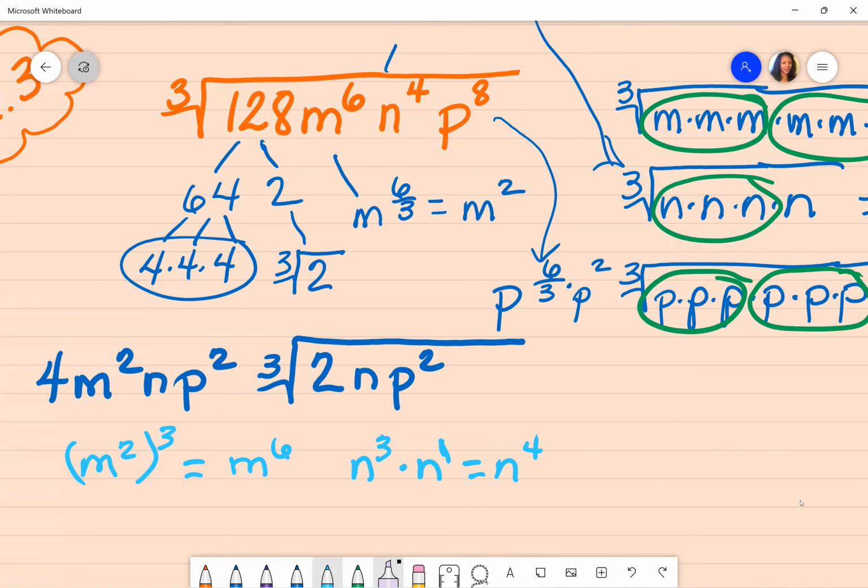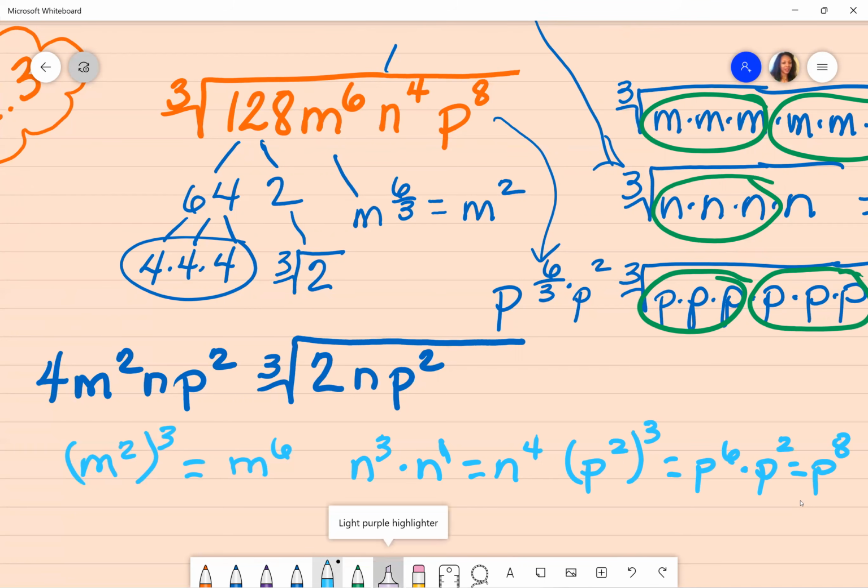Then I do the exact same thing for p. On the outside, I have p squared, which I had to multiply times itself 3 times. So that's going to be p to the 6th power times what was left over under the radical, p squared. If I add my exponents, it's p to the 8th power, which is what I started with. So that is actually my answer here.